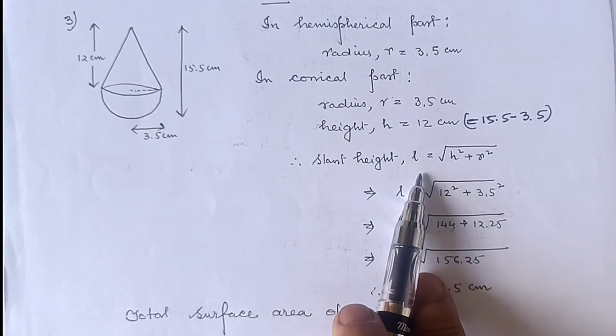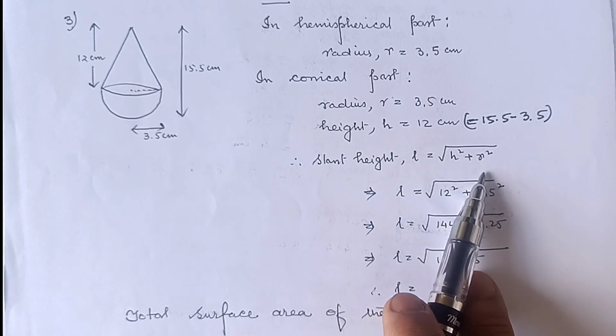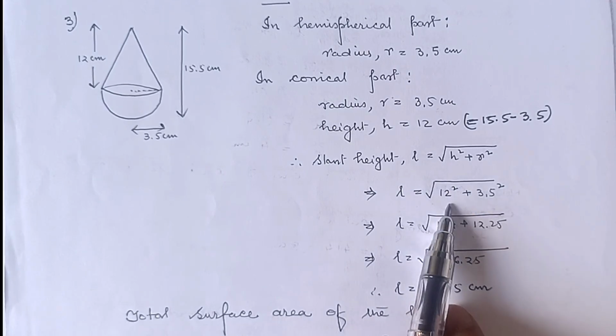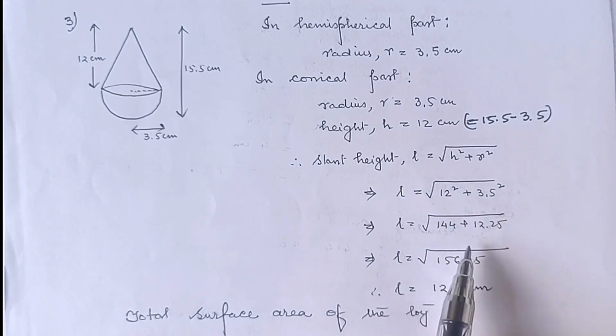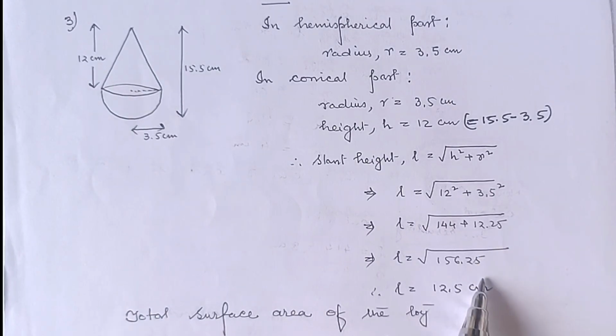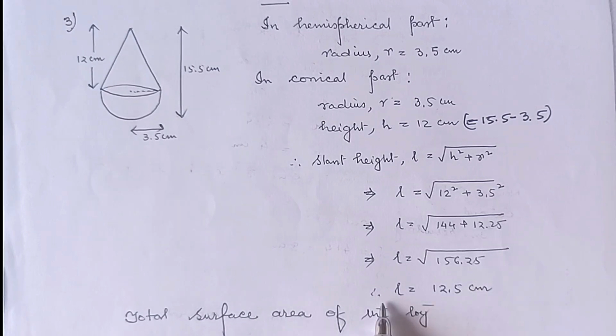For slant height, L equals root over h square plus r square. Now L equals root over 12 square plus 3.5 square. 12 square is 144, 3.5 square is 12.25. If you add these two, it will be 156.25. Now if you take the square root of 156.25, it will give 12.5. Therefore, slant height is 12.5 centimeters.